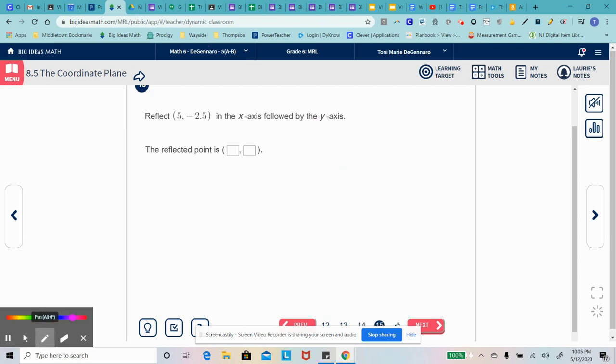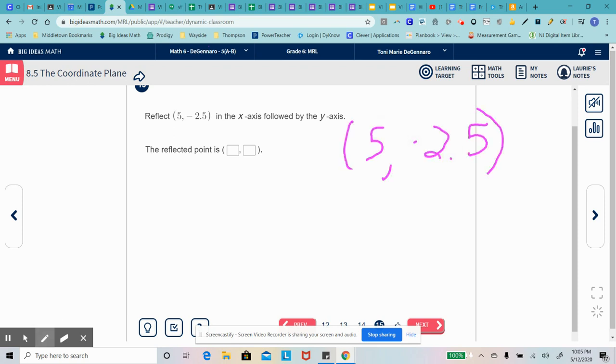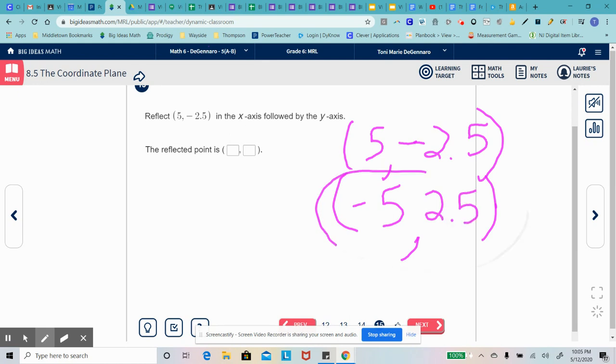Okay, and the last one is (5, -2.5). That's a negative. Okay, so we're going to reflect in both axes, the x-axis and the y-axis. So that means we need to find the opposite of both. The opposite of 5 is -5, and the opposite of -2.5 is 2.5. And that's your final answer.